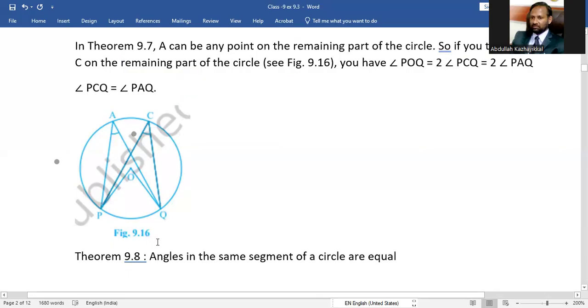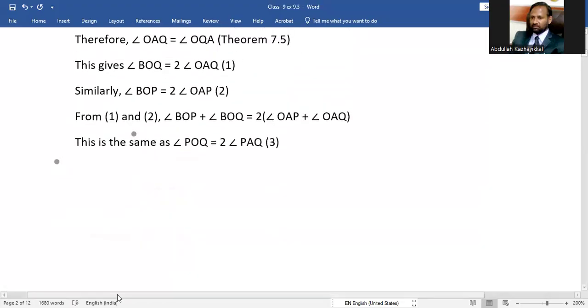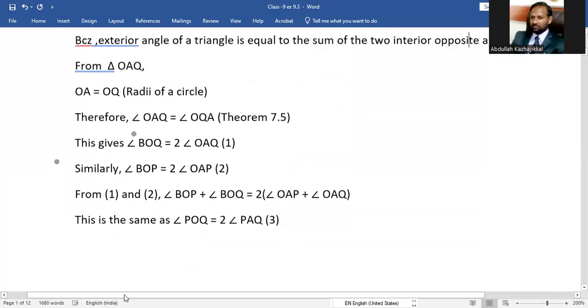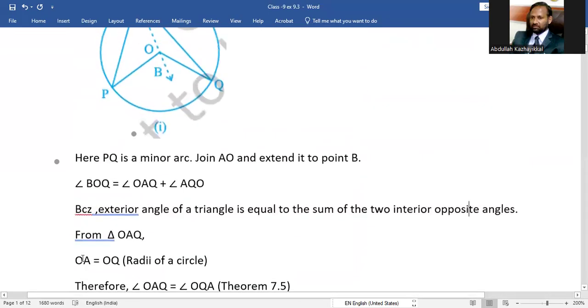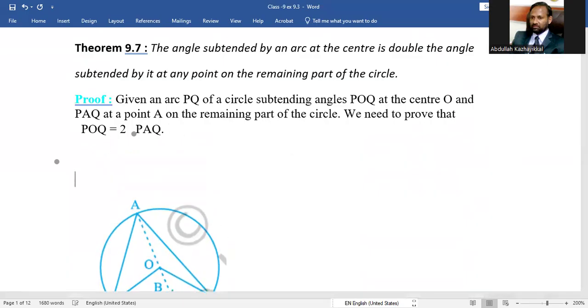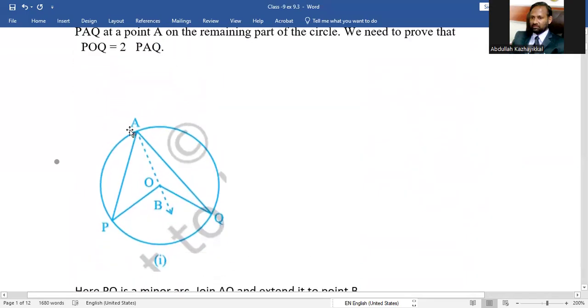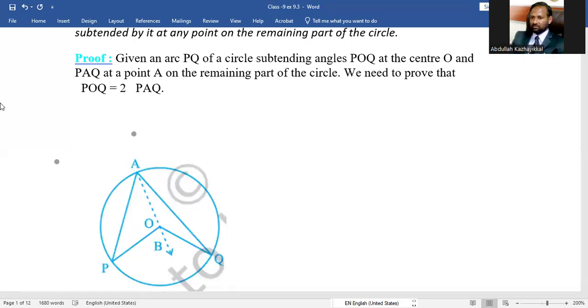I think there is some confusion. This theorem is important: the angle subtended at the center is double the angle at the remaining part of the circle. That's a question. Look, here are two things I can tell you very clearly. You have to understand that. What is that? Look, I will try.